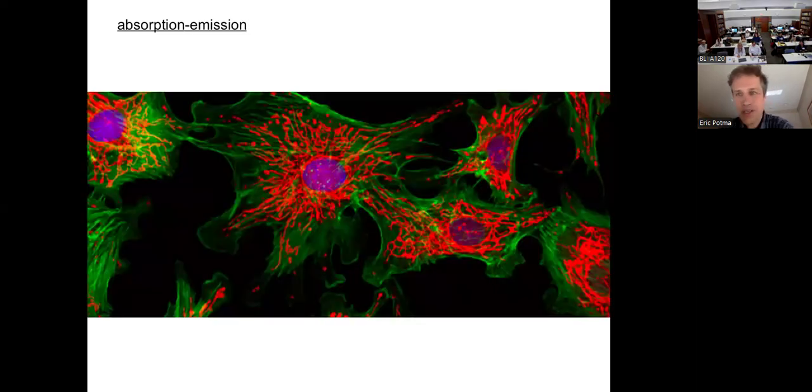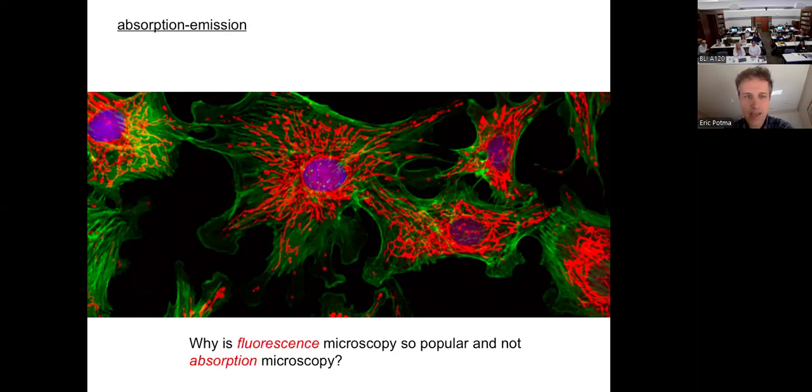Now, in microscopy, we just talked about absorption, but absorption microscopy really is not a thing. Nobody is doing absorption spectroscopy as a contrast mechanism in the optical microscope. And in fact, most contrast mechanisms are just based on emission or fluorescence. So all these beautiful images that you see are usually all fluorescence based. So it's an interesting question, like why is fluorescence so popular and absorption microscopy is not?